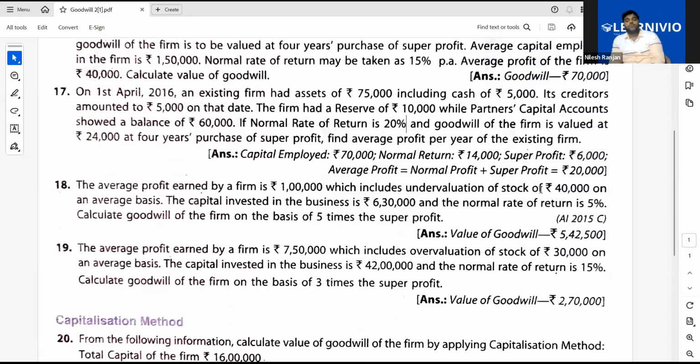So, the value of the stock is reduced. Let's say the stock value should be 1 lakh, but in the books, it is shown at 60,000. Okay. So undervaluation of a stock of 40,000 on an average basis. The capital invested in the business is 6,30,000 and normal rate of return is 5%. So calculate goodwill of the firm on the basis of 5 times the super profit, means number of years of purchase is 5.